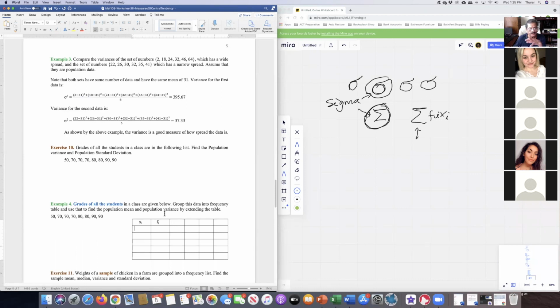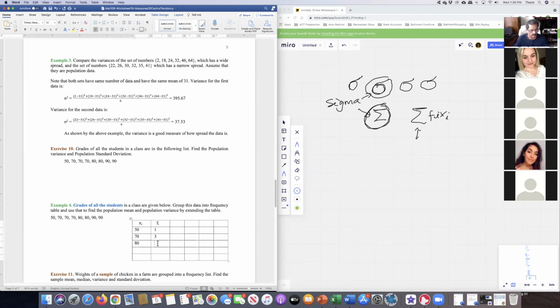So the table method of calculation is the old-fashioned way, but it is an effective way. So if I group them, it's going to be much easier. So I'm going to group them. 50 is there one time, frequency is 1. And 70 is there 3 times. 80 next, 2. 90 has 2. Okay.